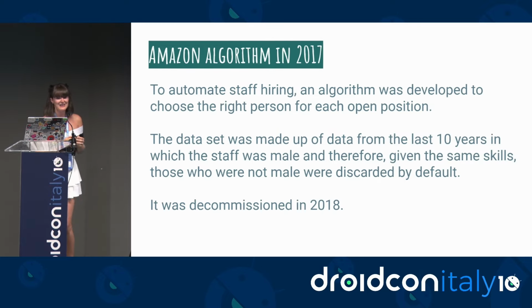Then there was an algorithm from Amazon in 2017 that they created to automate staff hiring, to choose the right person for each job position. The only problem was that the data set was made of the previous 10 years, and the staff was mainly male. Therefore, given the same skills, those who were not male were rejected by default. Fortunately, after 1 year, they decided not to use this algorithm anymore.